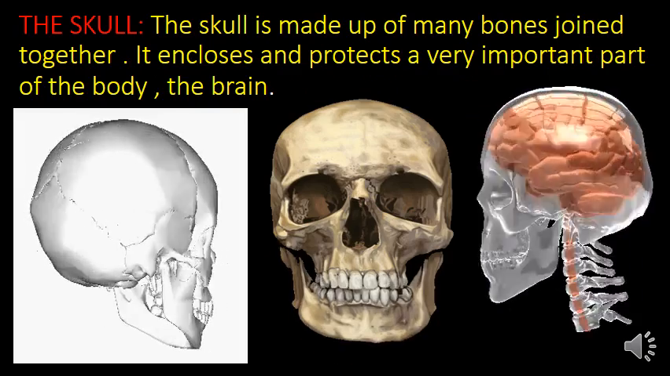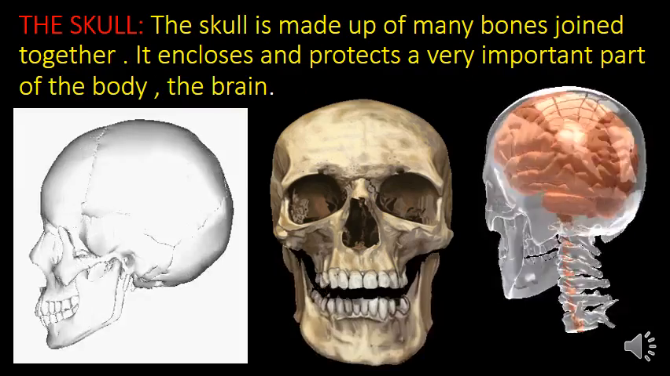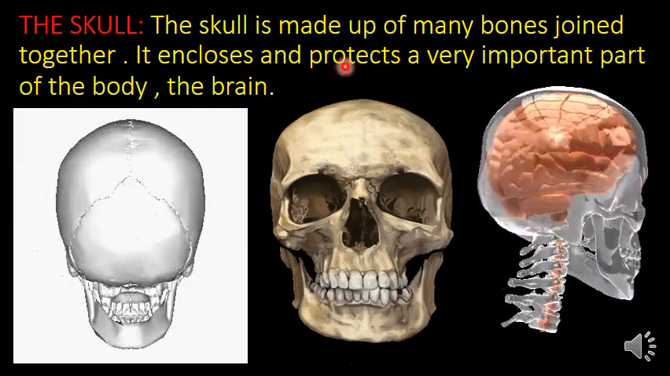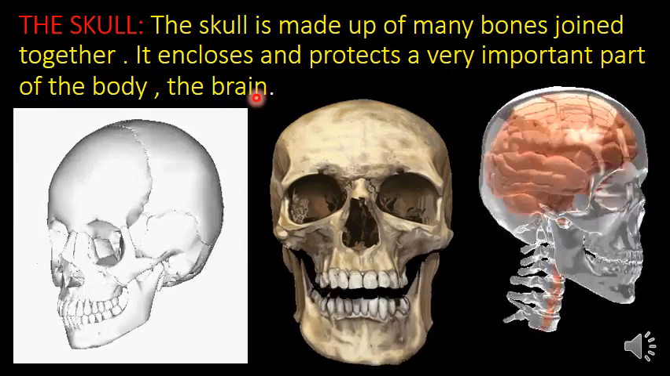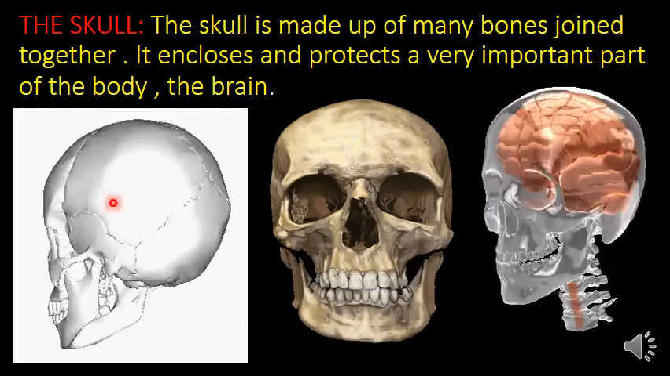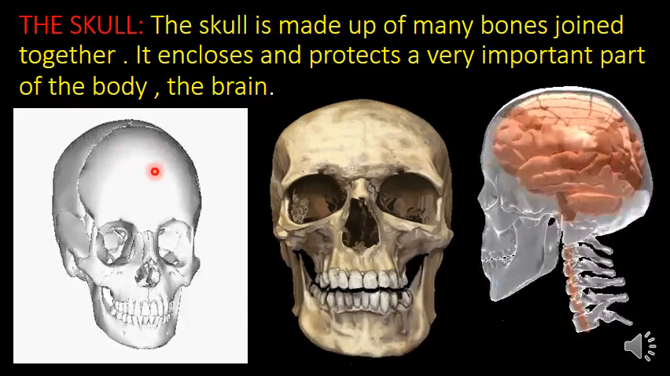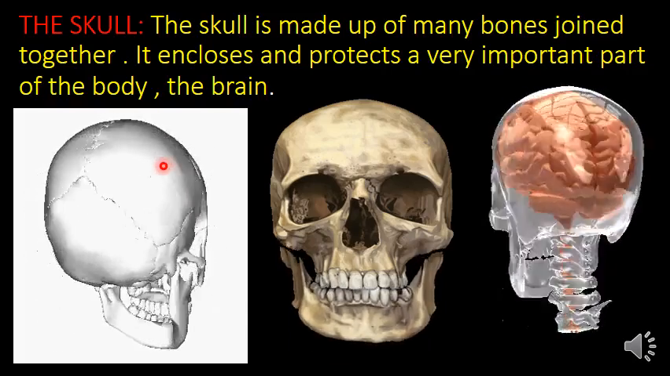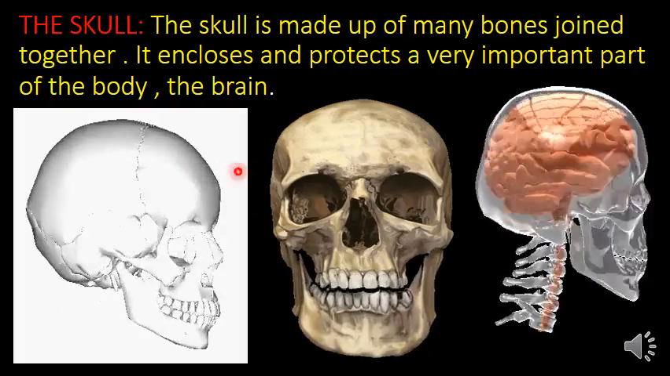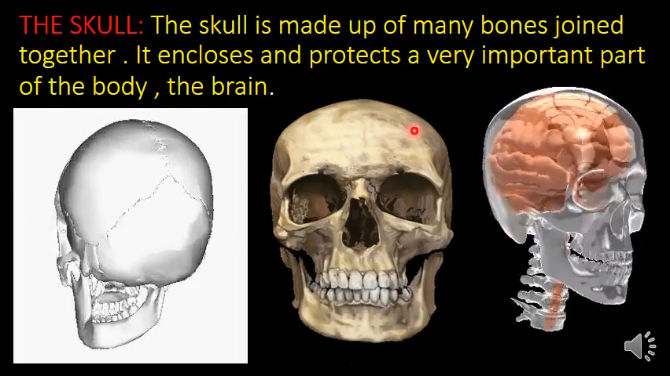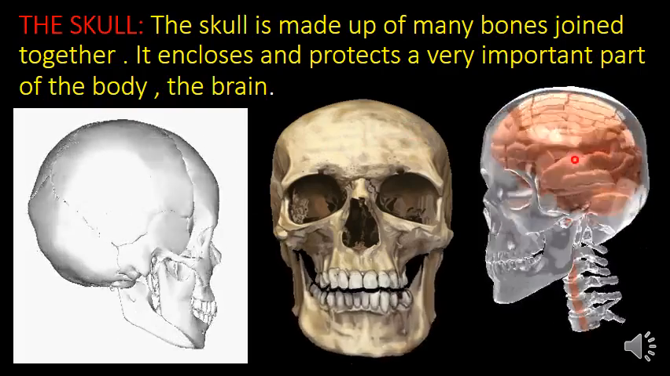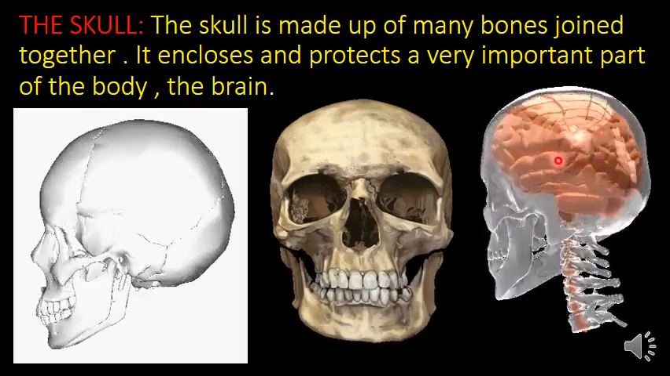The skull. Skull is made up of many bones joined together. It encloses and protects a very important part of the body, that is the brain. You can see the skull is a very hard part of our body which looks like a helmet. It is also made up of different types of bones joined together. Here the skull is very hard because it protects the soft internal organ, that is the brain.